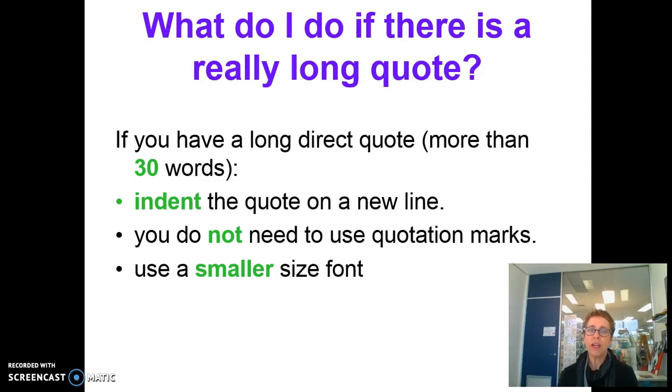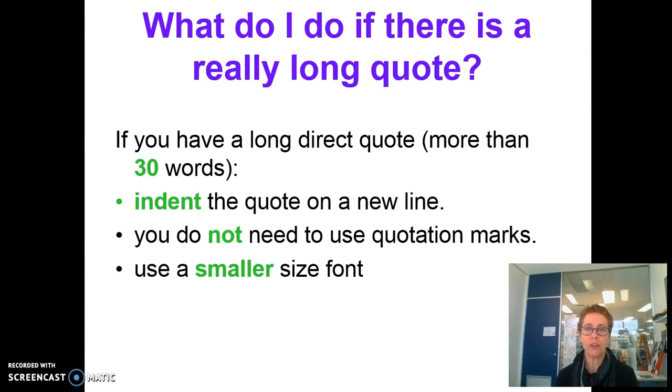What do I do if there's a really long quote? Well, all I can say is your word limit is very definite. You've only got 2,000 words. If you're going to put a really long quote in, you have to be 100% sure that every bit of that quote is important. Otherwise, you're using lots of words for no reason.